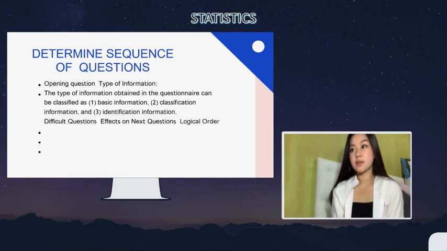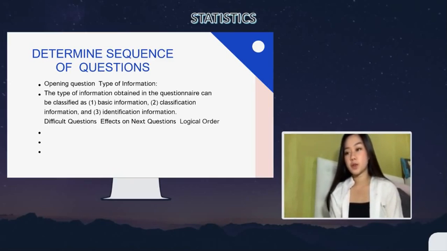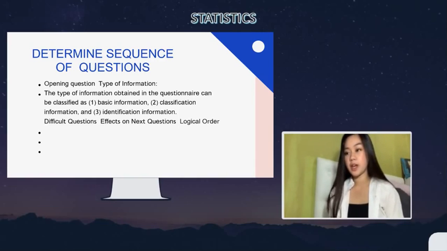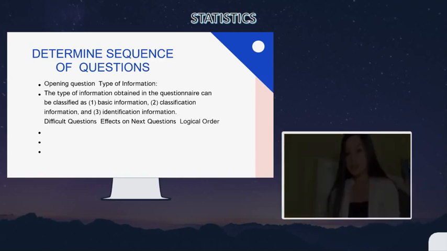Next, determine the sequence of questions. There are opening questions, type of information, difficult questions, effect on next questions, and logical order. In type of information, the information obtained in the questionnaire can be classified as first, basic information, second, classification information, and third, identification information.